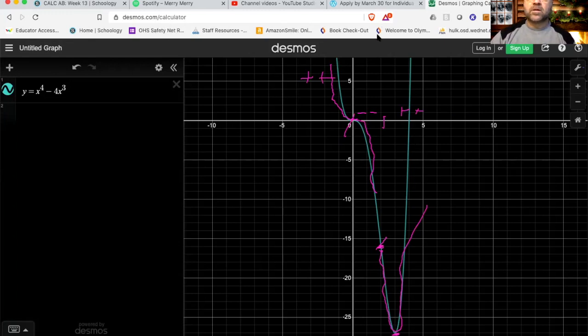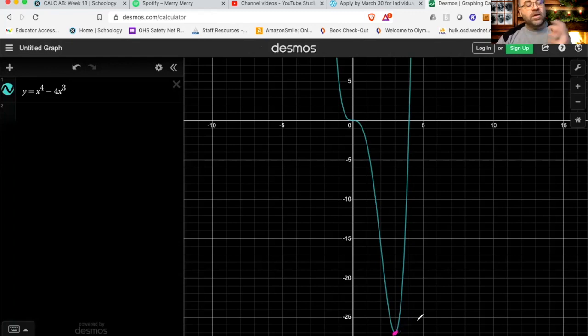Okay, let me clear these annotations. I want to talk to you a minute now about the actual second derivative test, which is for finding relative extrema. I want you to notice that down here at 4, negative 27, we have a relative minimum. Now we know it's a relative minimum because we can see it on the graph.